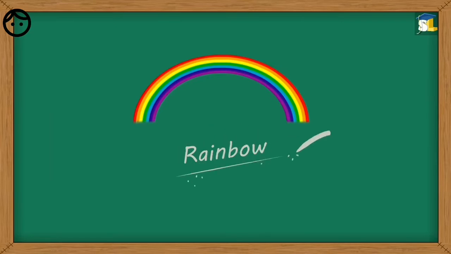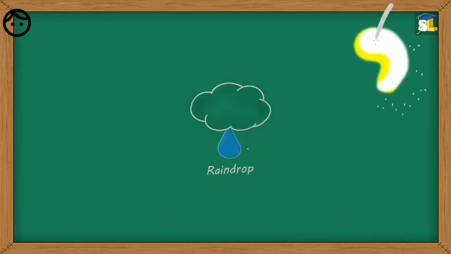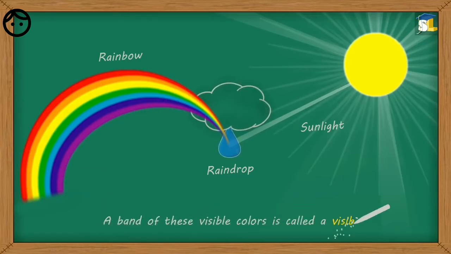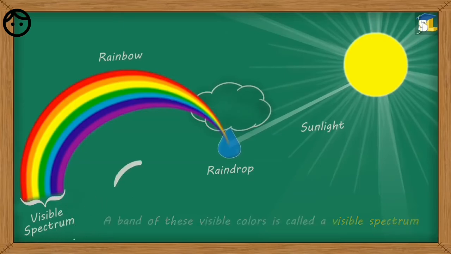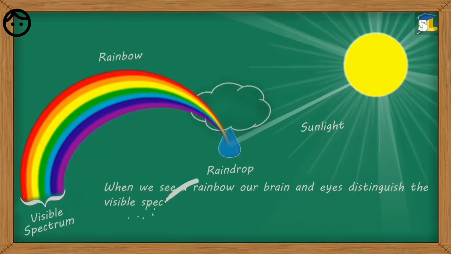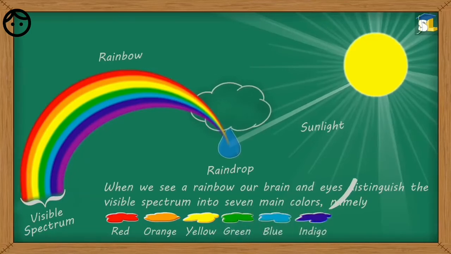It is such a beautiful rainbow. Have you ever wondered how it is formed? A rainbow is formed when raindrops split sunlight into different colors. Sunlight, or white light, consists of many colors. However, only a few of them are visible to us. A band of these visible colors is called a visible spectrum. When we see a rainbow, our brain and eyes distinguish the visible spectrum into 7 main colors, namely red, orange, yellow, green, blue, indigo, and violet.